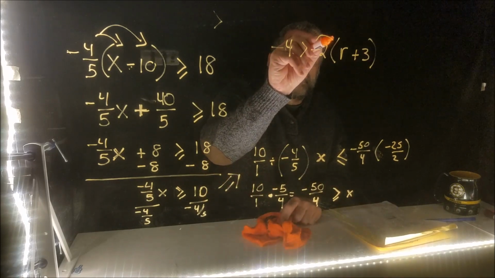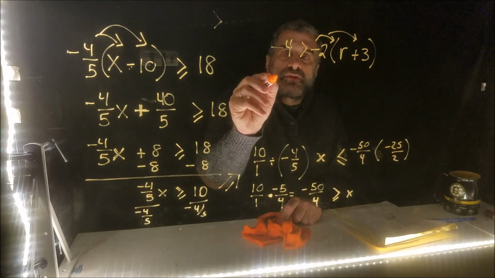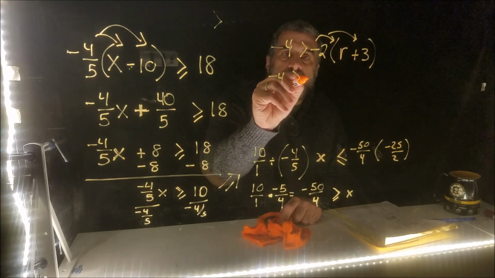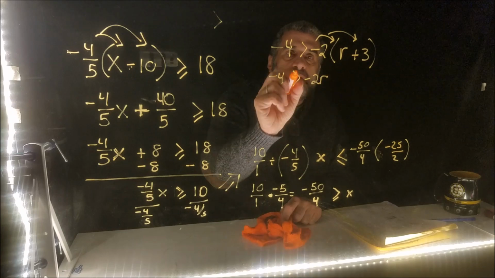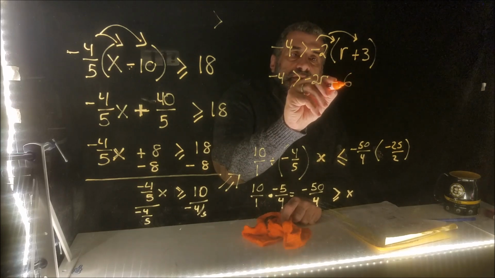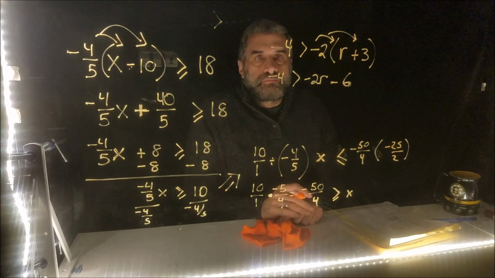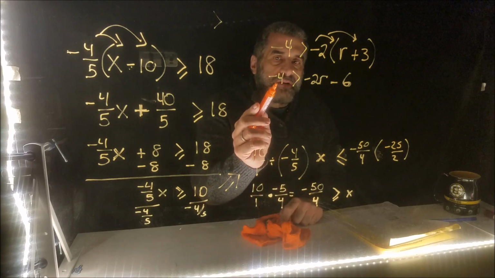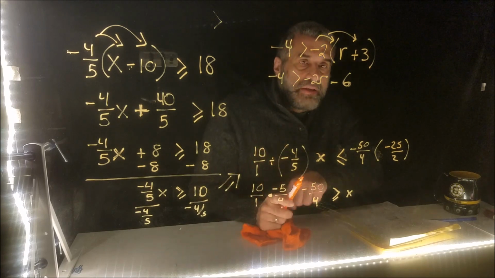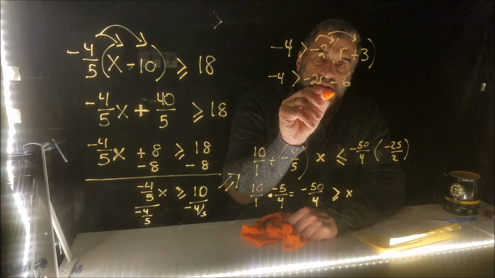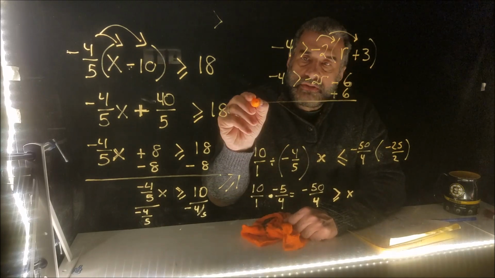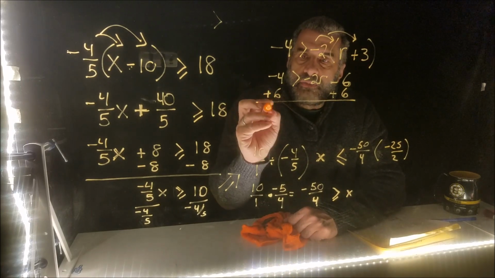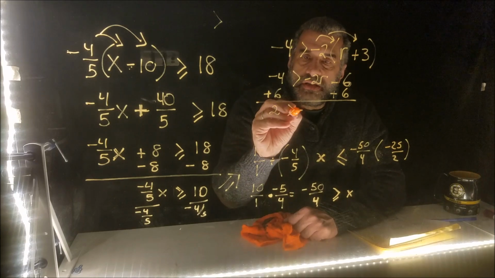Again, we have to distribute. Don't forget to distribute. So we have a negative 4 is greater than negative 2r, and then minus 6. So we don't want to get rid of the negative 4 or else we'll have a 0, right? We don't want that. So let's get rid of this minus 6 by doing the opposite operation. And then we're going to have a 2 is greater than negative 2r.